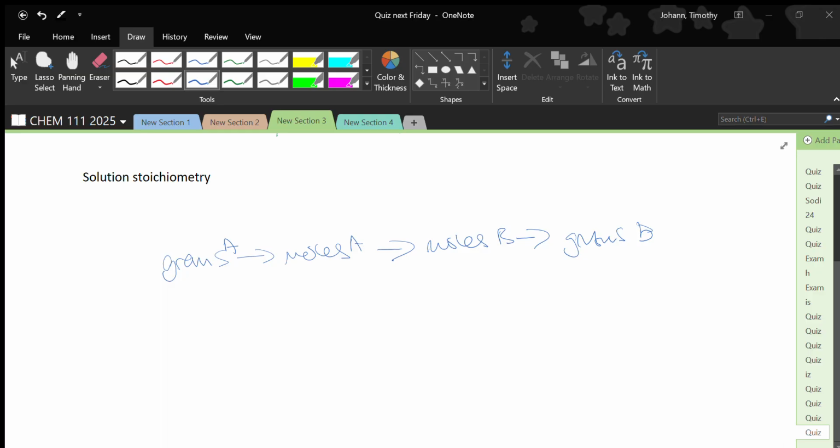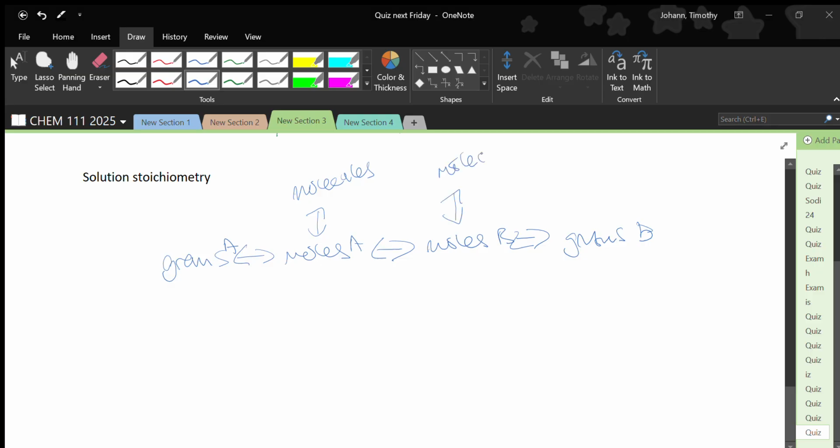We can go to molecules. We've also done that as well. Let's go ahead and add it. So these could be double arrows. They can go either direction. We've also had where we talk about molecules and molecules. So here we would use Avogadro's number. Remember that this is our formula weight of A. This is our formula weight of B.